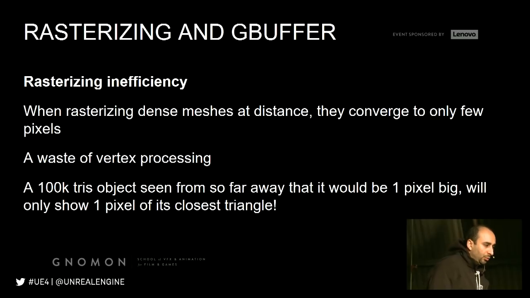One thing to keep in mind when rasterizing is when we have dense meshes, especially if we are rendering them at a far distance, we might end up processing a lot of vertices just to render a few pixels. Here we have basically a waste of vertex processing. If we have, let's say, a 100,000 triangle object very far from the camera, and it is going to be a few pixels big on the screen, we are paying the price for vertex processing 100,000 triangles just to render a few pixels on the screen. So we need to keep this in mind.